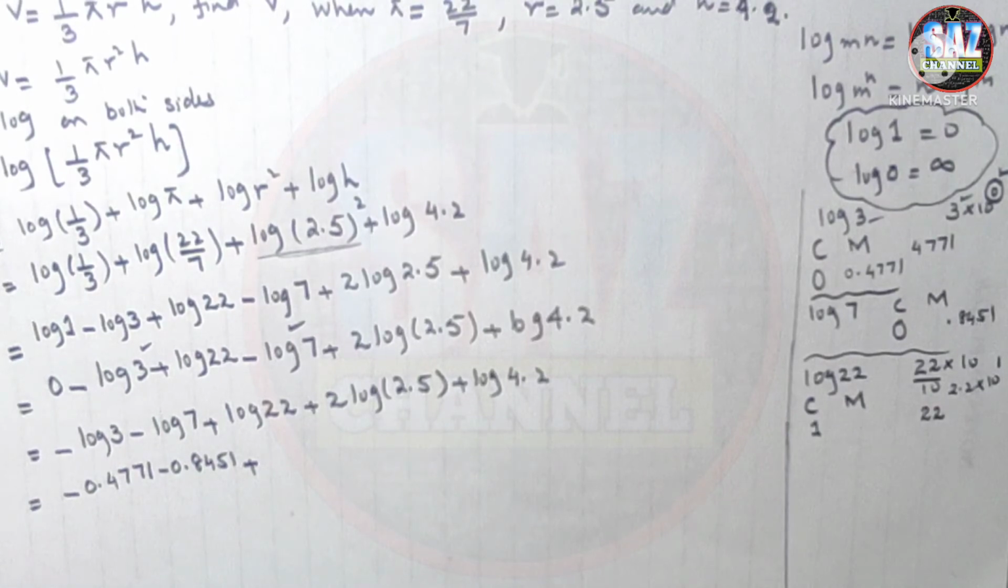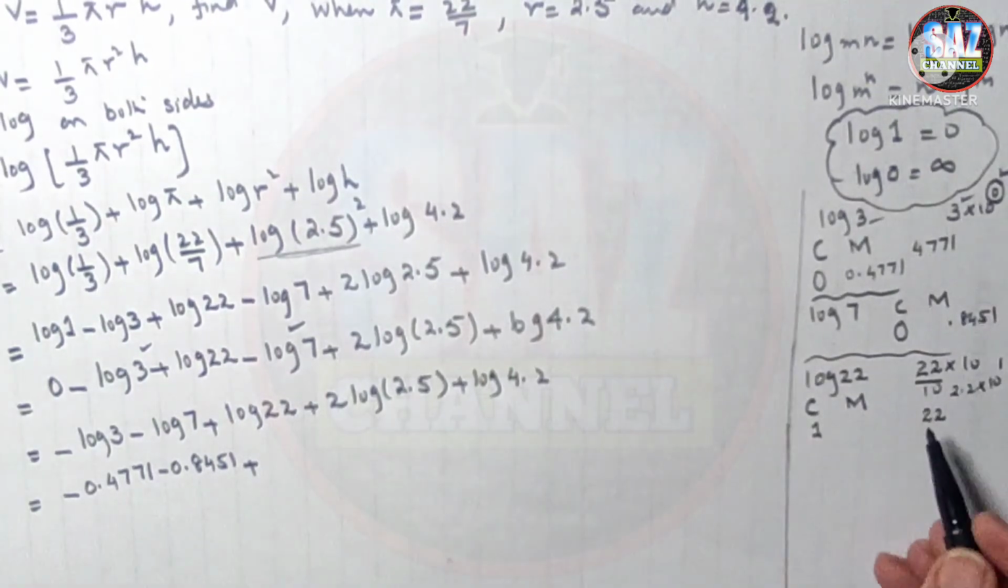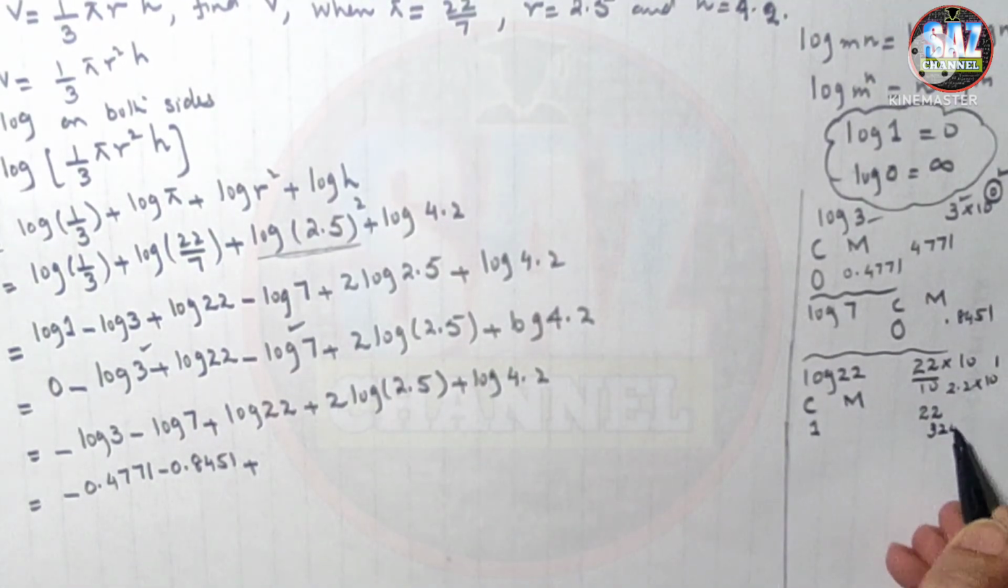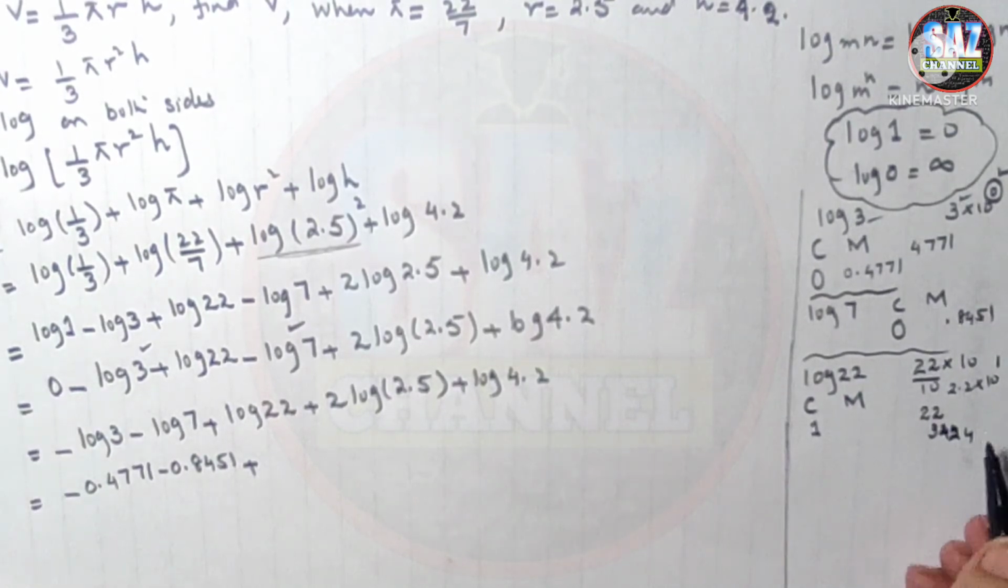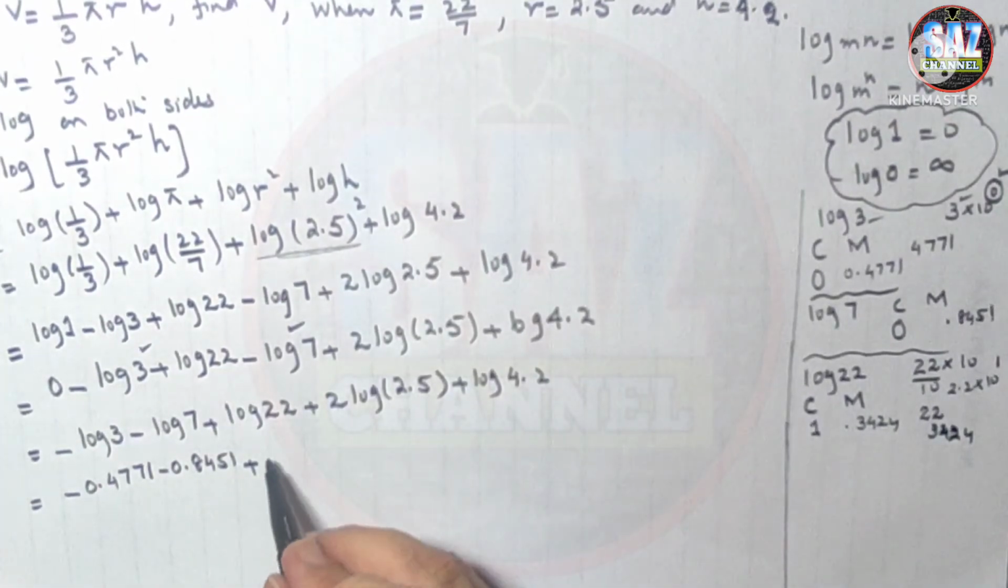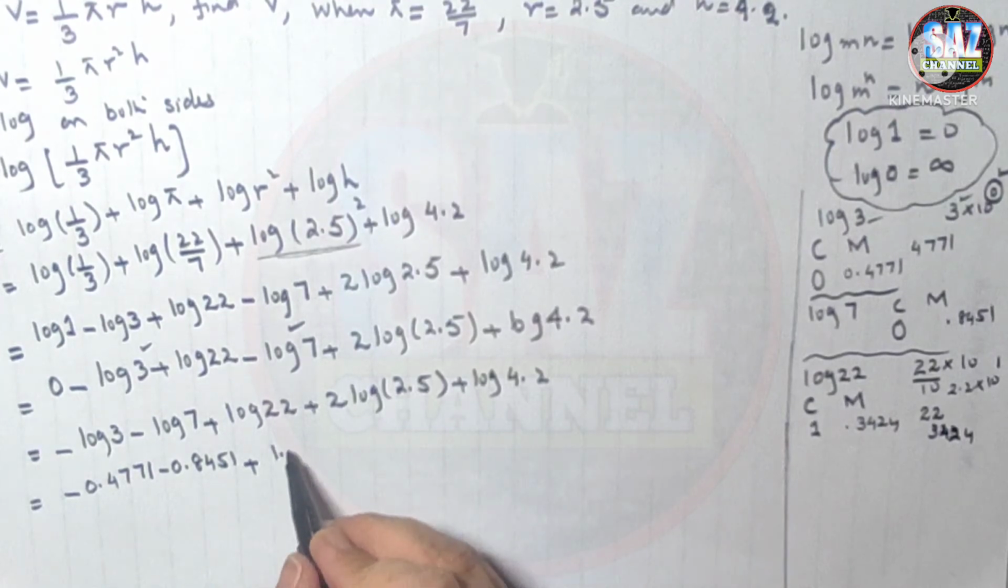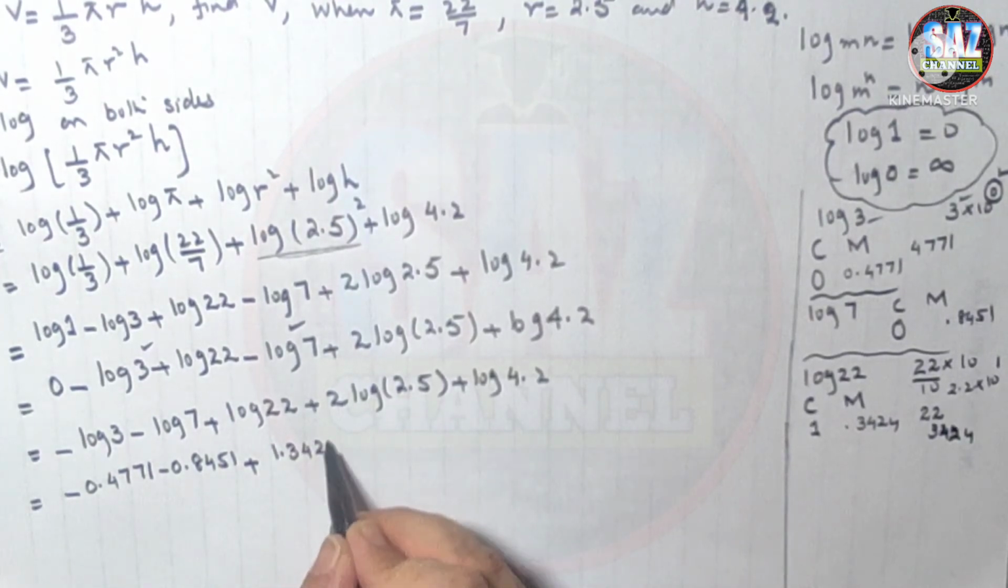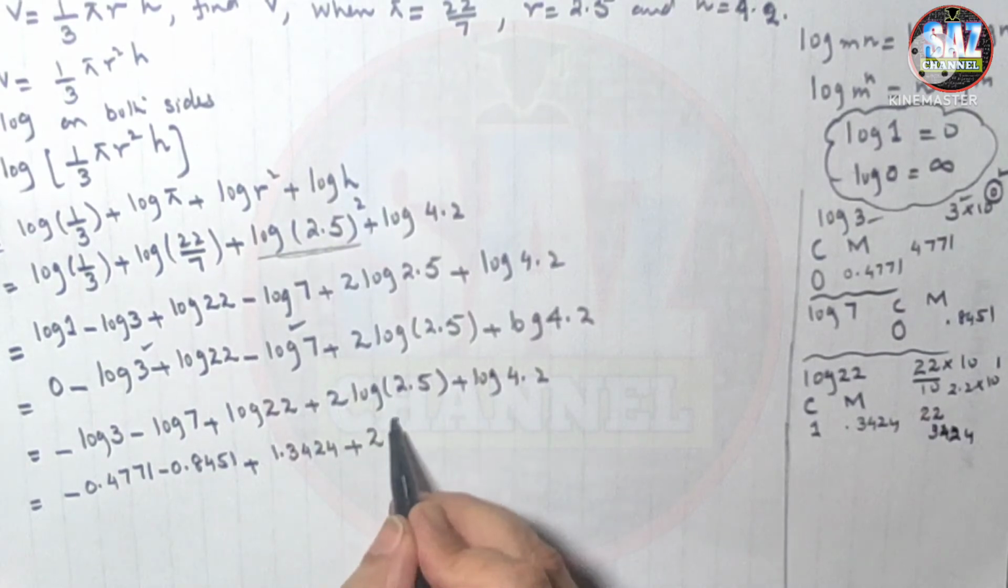Now as the number contains only 2 digits, I have to locate 22 in the column of 0 in the log table. And 22 in the column of 0 is giving me 0.3424, 3424, let me confirm it, yes, 3424, and I have to write it in decimal form. So log 22 will be 1.3424 plus 2.